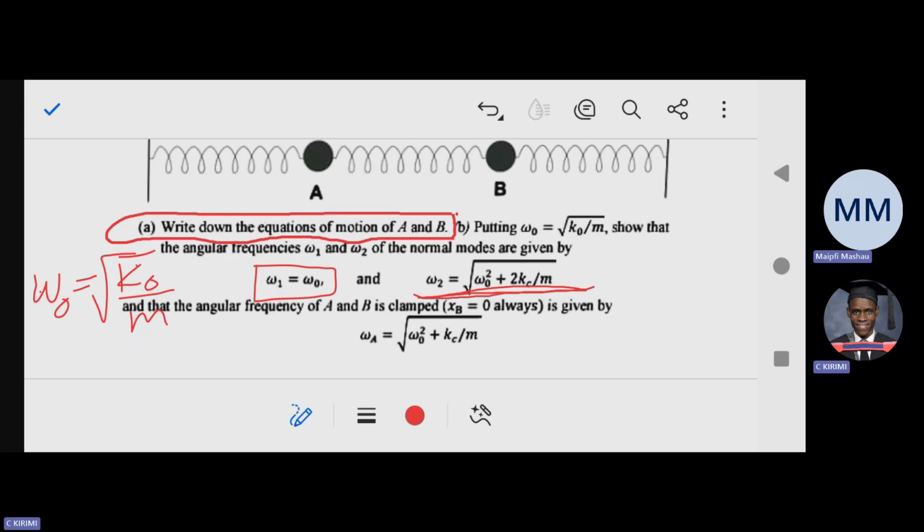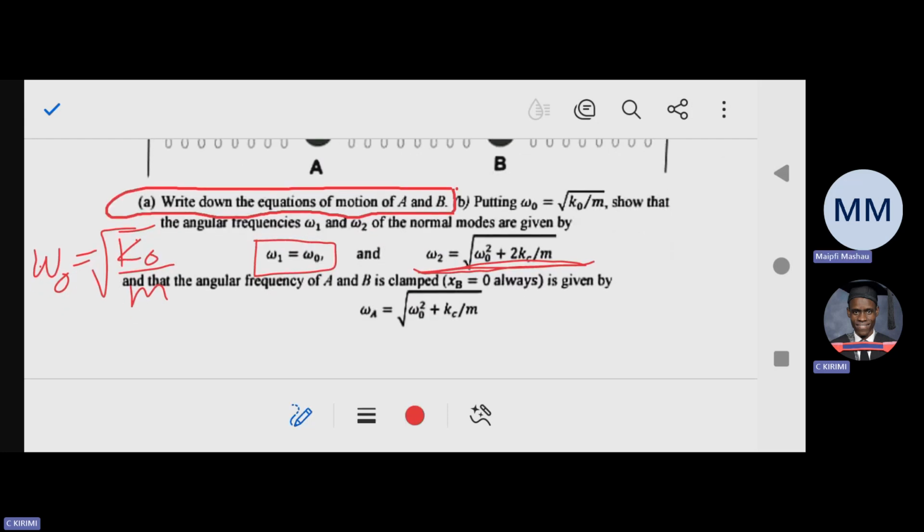That is because when I am telling you about the movement, B is not moving. When B is clamped, it is not moving, so it is equal to 0 always. So the angular frequency of A when B is clamped is what we want to show is equal to that.